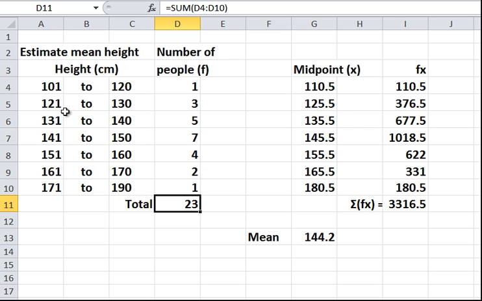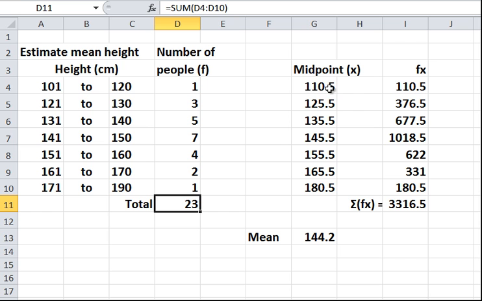110.5. 121 plus 130, which is 251. Divide that by 2, taking the average. 251 is 125.5. There.